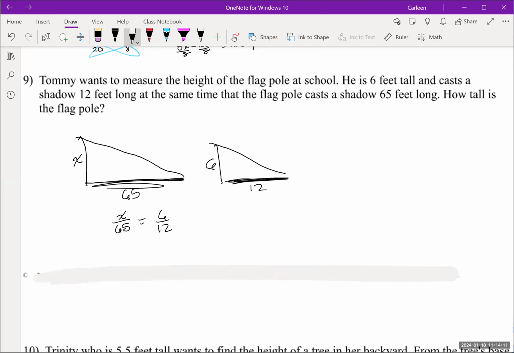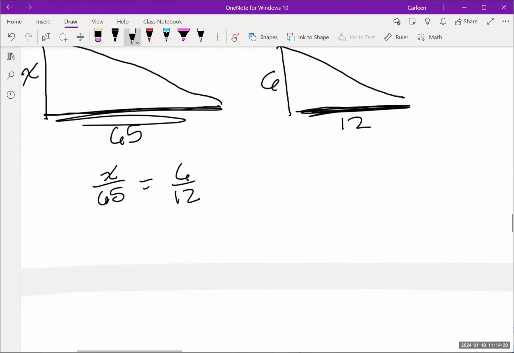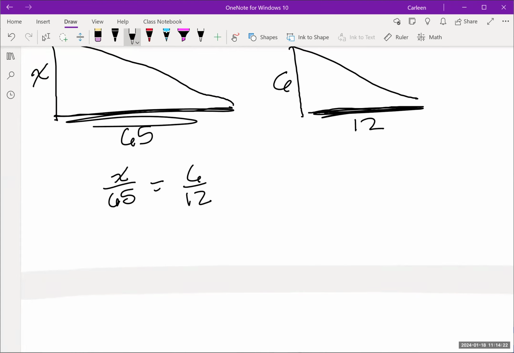So we have mirror, we have 2 shadows, and then we're going to have a third type. Okay, next step, cross multiply. Now this just kills me. I'm going to reduce this. You don't have to reduce. X over 65 equals 1/2. 2x is equal to 65. You didn't have to reduce. You could have just cross multiplied.